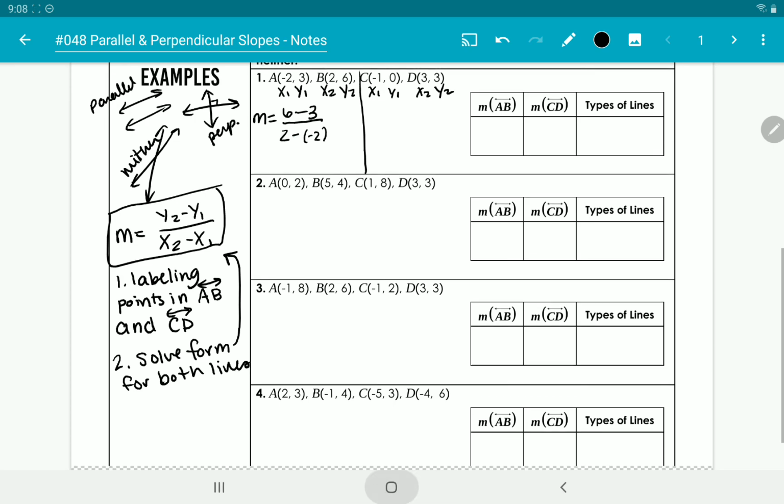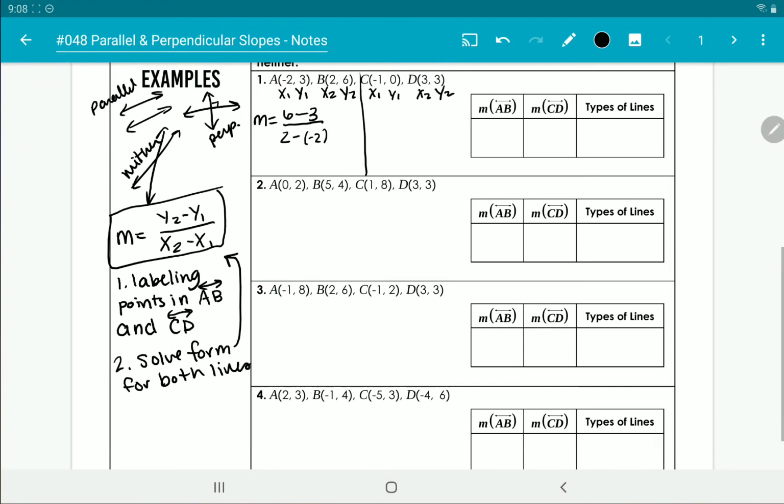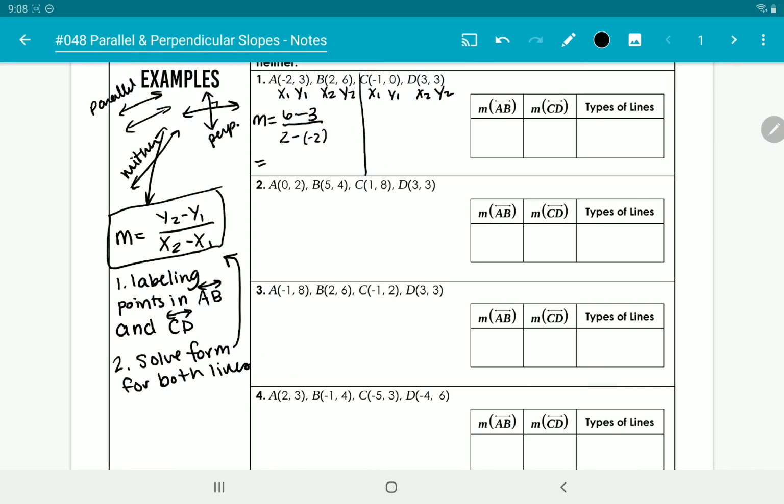Okay? 6 minus 3 is going to be 3. 2 minus negative 2, if you have 2 minuses in a row, it's going to be positive. So 2 plus 2 is 4. And the slope for AB is going to be 3 over 4. Okay? Now we're going to do the same thing for the second one.